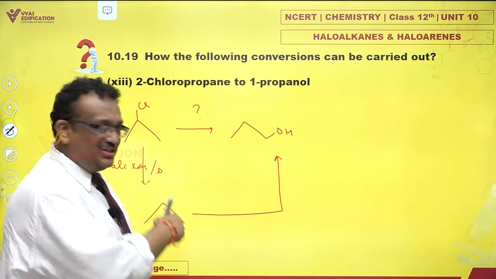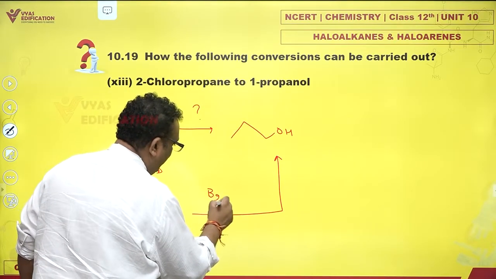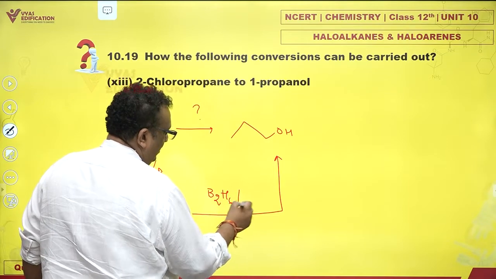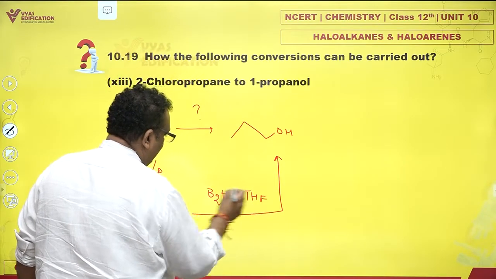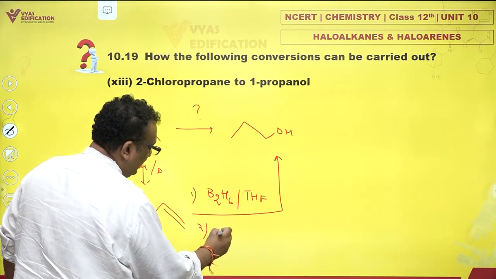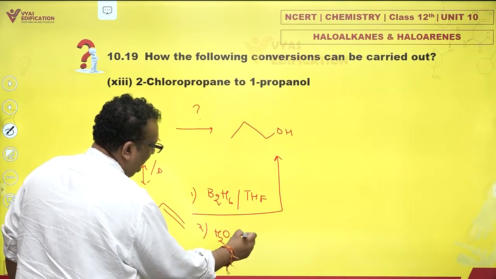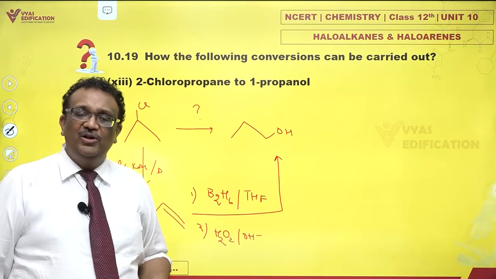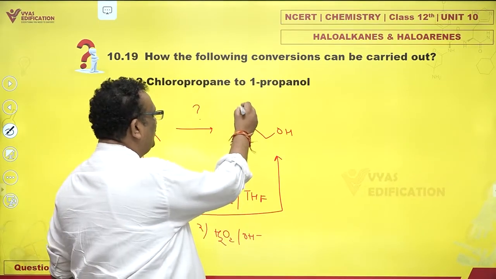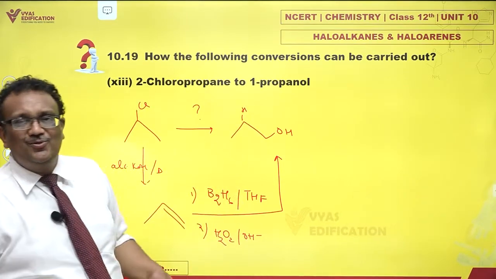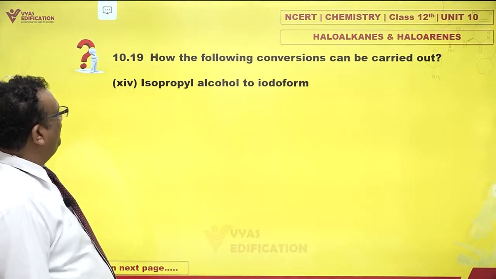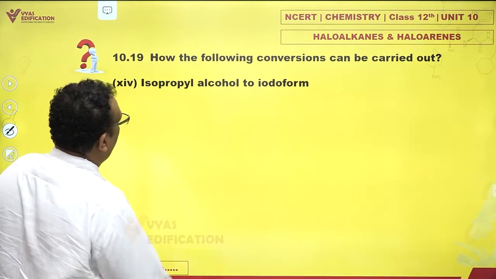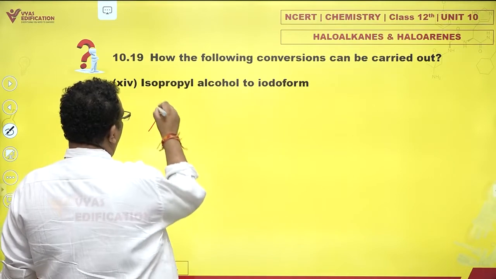Hydroboration oxidation, we started with that, right? So you add B2H6 in THF or any dry ether, and then you add H2O2 with basic medium. You get anti-Markovnikov addition of HOH, and beautifully you get this. Simple, direct 2 steps. Good enough. Isopropyl alcohol to iodoform. Oh my God.